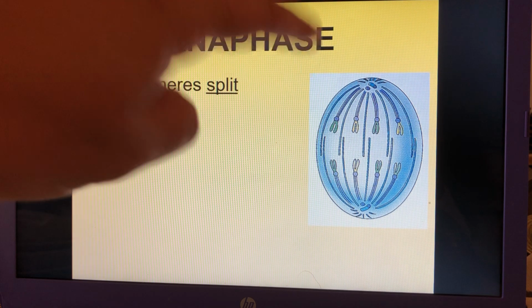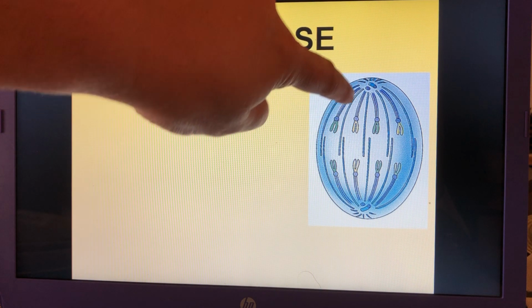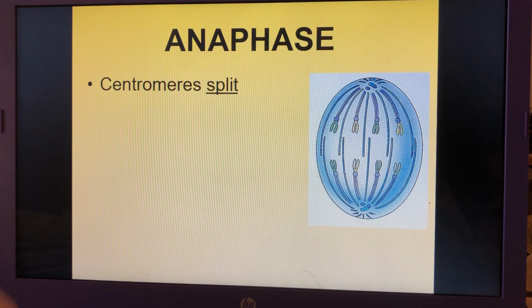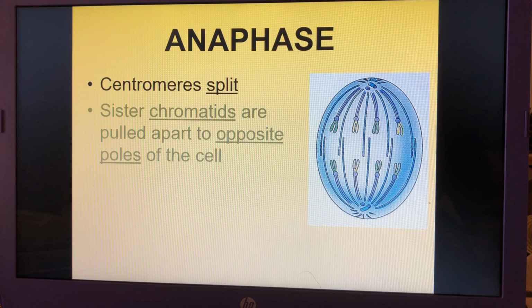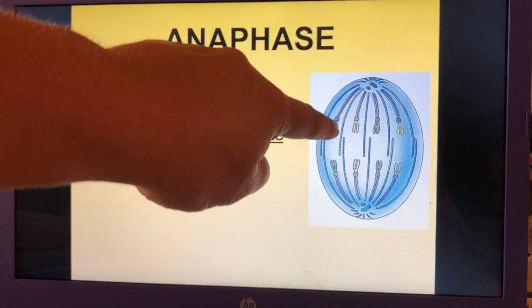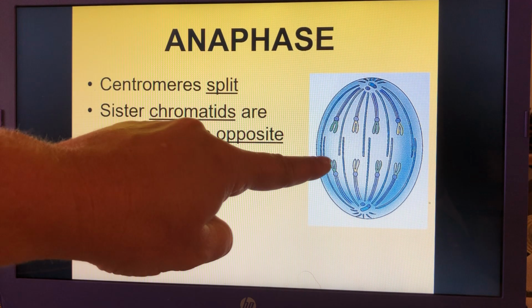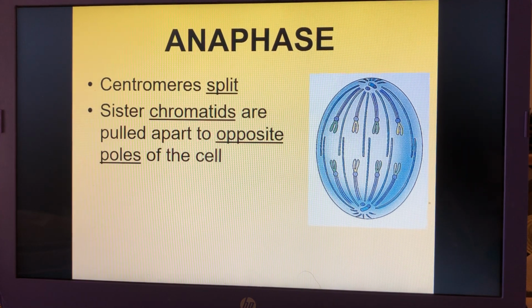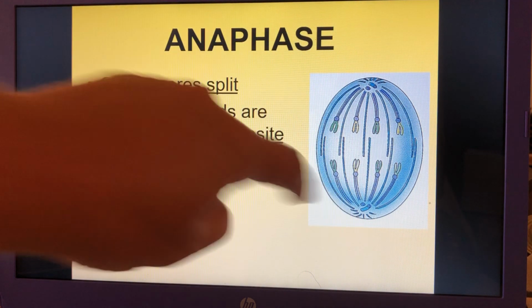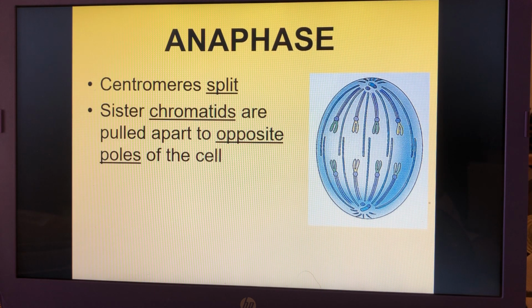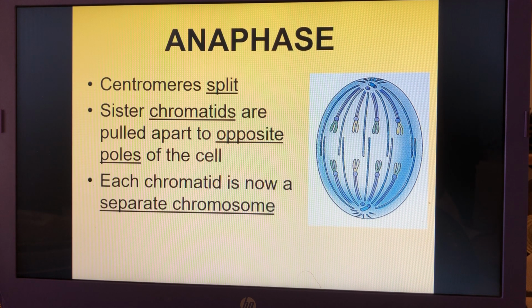In anaphase, the centromeres that are attached to those spindle fibers begin to split. The sister chromatids, you have one chromatid pulled this way and one chromatid pulled this way. So that chromosome is pulled apart into individual chromatids, and they move to the opposite pole of the cell. Each chromatid is now a separate chromosome.